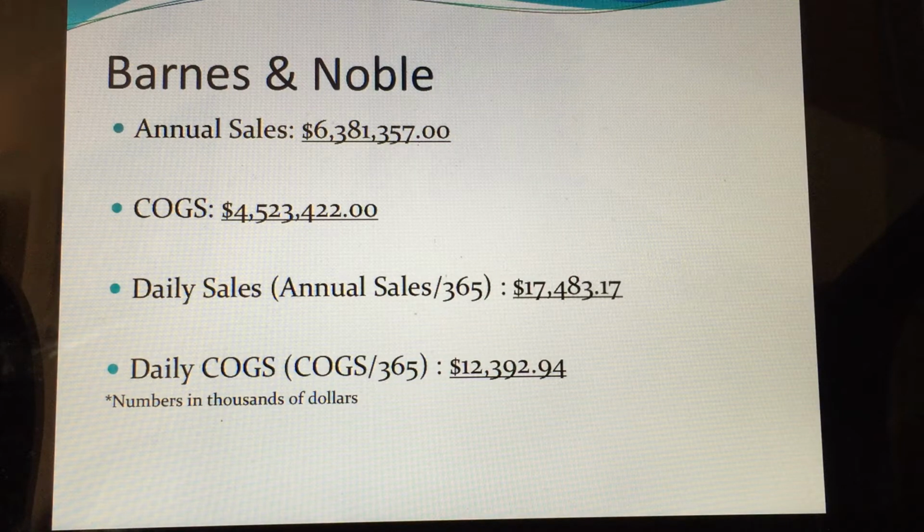Next, I was asked to get the daily sales and daily cost of goods sold, which you basically just got by taking the annual sales and cost of goods sold and dividing them by 365, and that gave you those numbers.